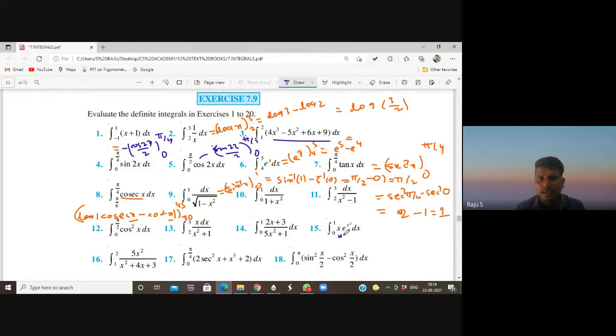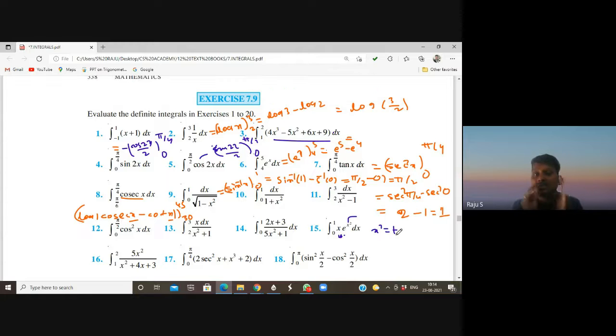Here it is not the UV rule. First we can take x square as the substitution method. But while doing the substitution method, we have to change the upper limit and lower limit also. Upper limit, lower limit also are going to be changed. Got it? Okay, like that.